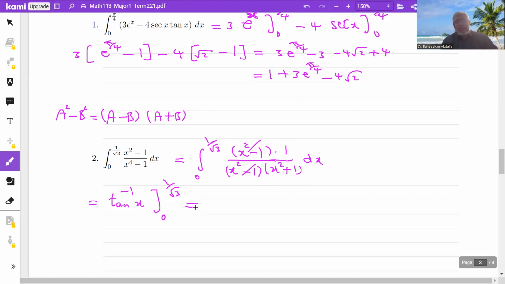So it's now easy to evaluate. Then I'll have tan inverse 1 over square root of 3 minus tan inverse 0. And tan inverse 0 is just 0. You can use your calculator to find tan inverse 1 over square root of 3, but make sure that you are in radian mode, and the answer would be pi over 6. Okay.